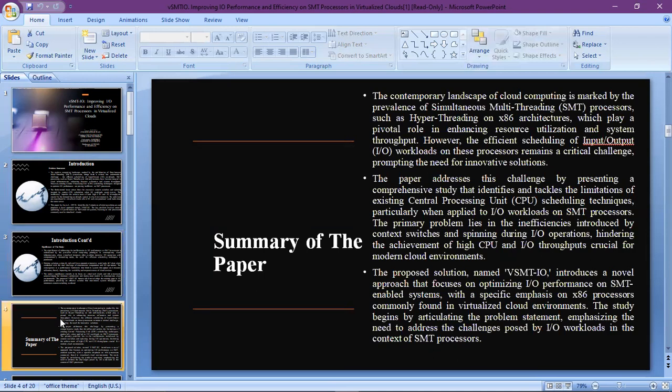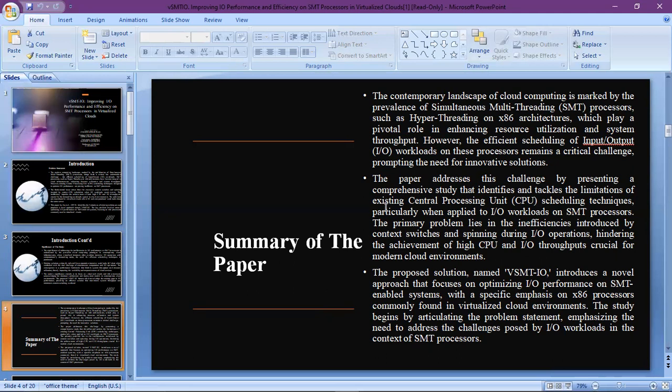Coming to the summary of this paper, in short, in the current landscape of cloud computing, simultaneous multi-threading SMT processors like hyper-threading on x86 architectures play a crucial role in improving resource utilization and system throughput. Despite the benefits, scheduling input-output workloads on these processors remains a significant challenge, calling for innovative solutions.